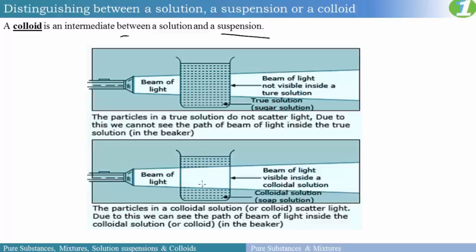In a suspension, light will be scattered because the particles are very large. In a solution, light will not be scattered. In a colloid, light will be scattered. So we use the Tyndall effect to distinguish between a true solution and a colloidal solution or mixture.